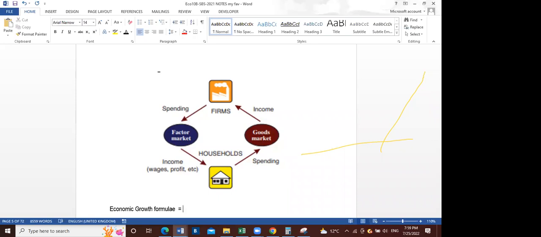So the economic growth formula is measured as the current year's GDP. That is, if you're given GDP over a period of time, you would measure it as the current year's GDP minus the previous year's GDP, over the previous year's GDP.